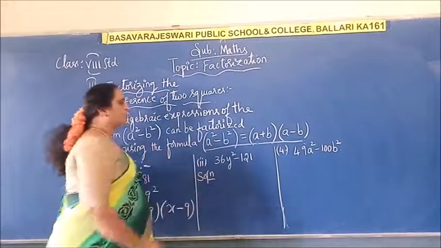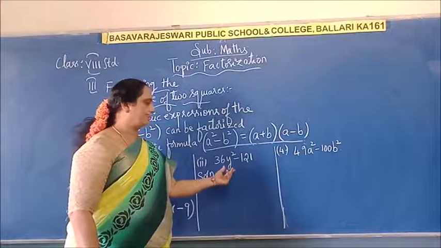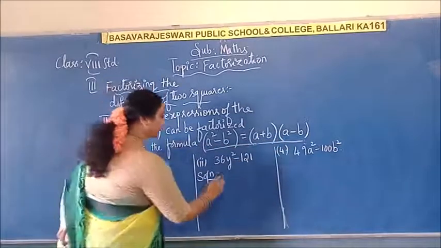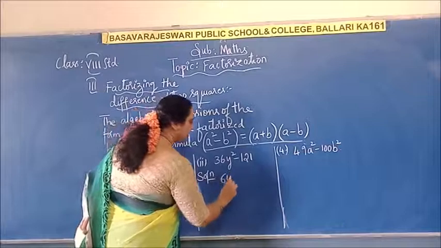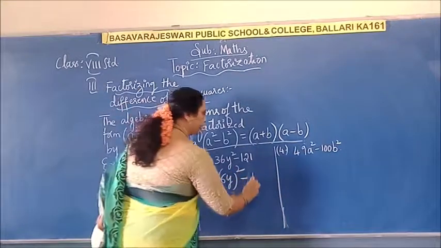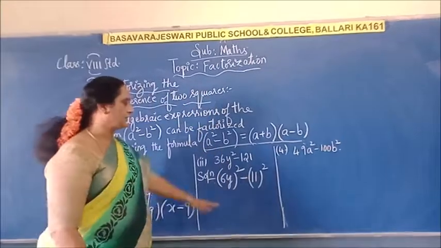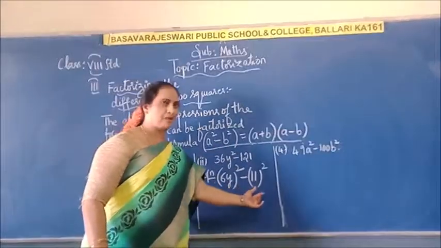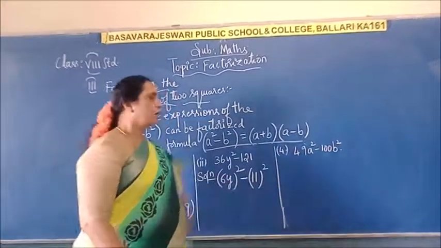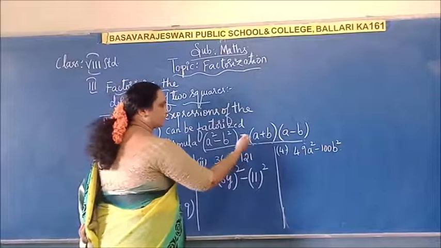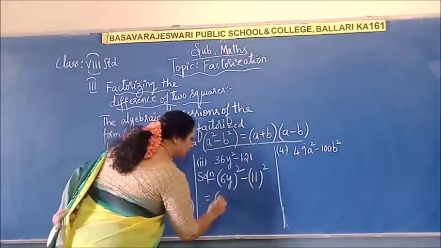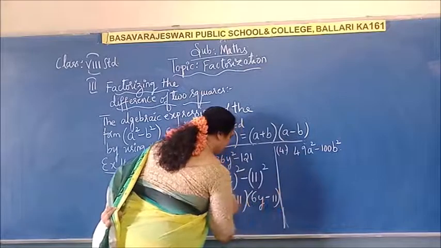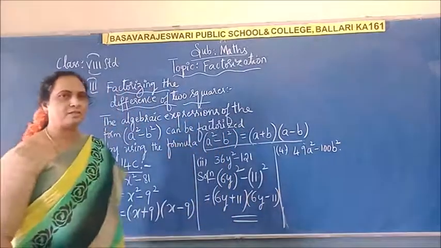So first write it in the form a square minus b square, so that you can resolve it into these factors. So 36y square can be written as 6y whole square minus, and 121 can be written as 11 square. Now it is of the form a square minus b square. Now write its factors. You can write it as a plus b into a minus b. That is 6y plus 11 into 6y minus 11. So it's very simple, very easy to understand.